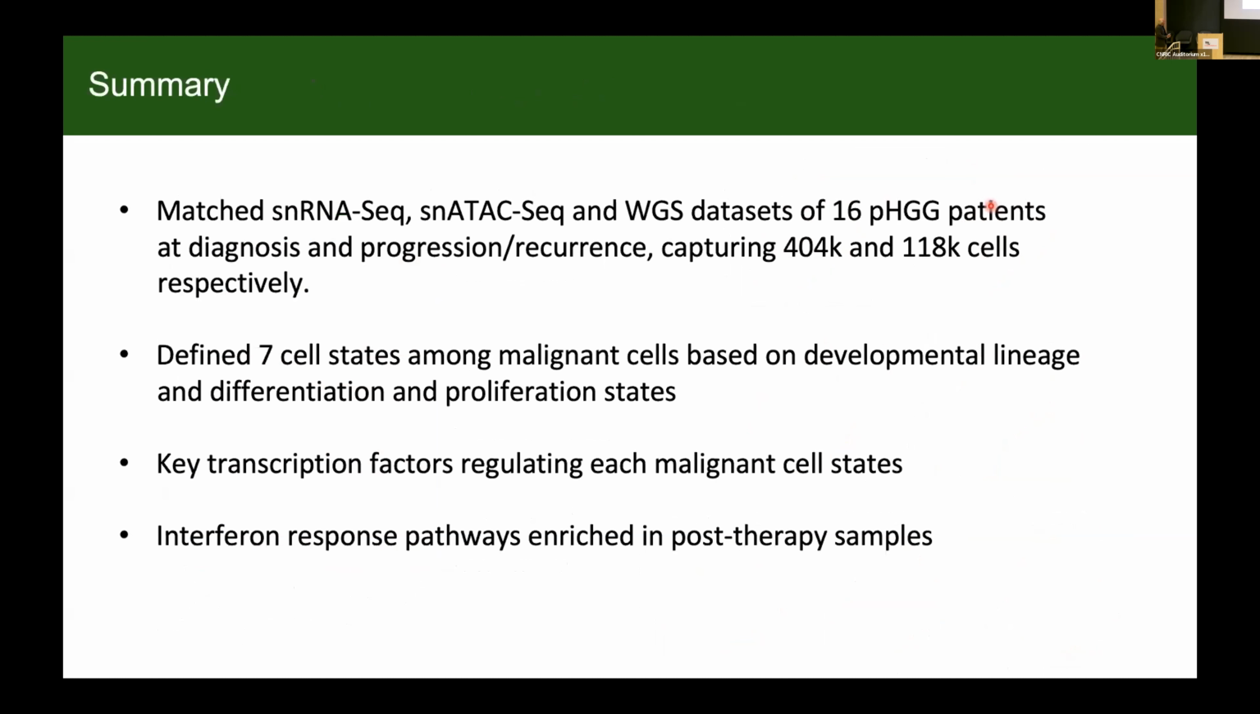So just to summarize, we generated a matched RNA-seq, ATAC-seq, and whole genome sequencing data set for 16 PHGG patients, significantly expanding the number of cells to date. And we defined 7 cell states among the malignant cells based on the combination of developmental lineage and differentiation and proliferation states. We identified key transcription factors regulating each malignant cell state. We found that interferon response pathways are significantly enriched in post-therapy samples.